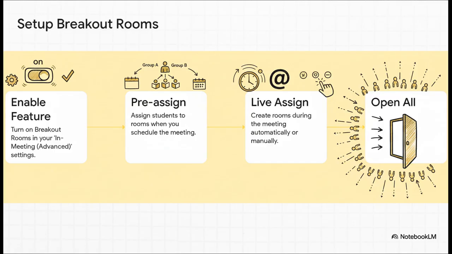And setting them up is way easier than it sounds. First, you just have to make sure you've enabled the feature in your main Zoom settings online. After that, you've got options. You can pre-assign students to groups before class even starts, which is a huge time saver, or you can do it on the fly, either letting Zoom randomly create the groups or you can manually assign students yourself.